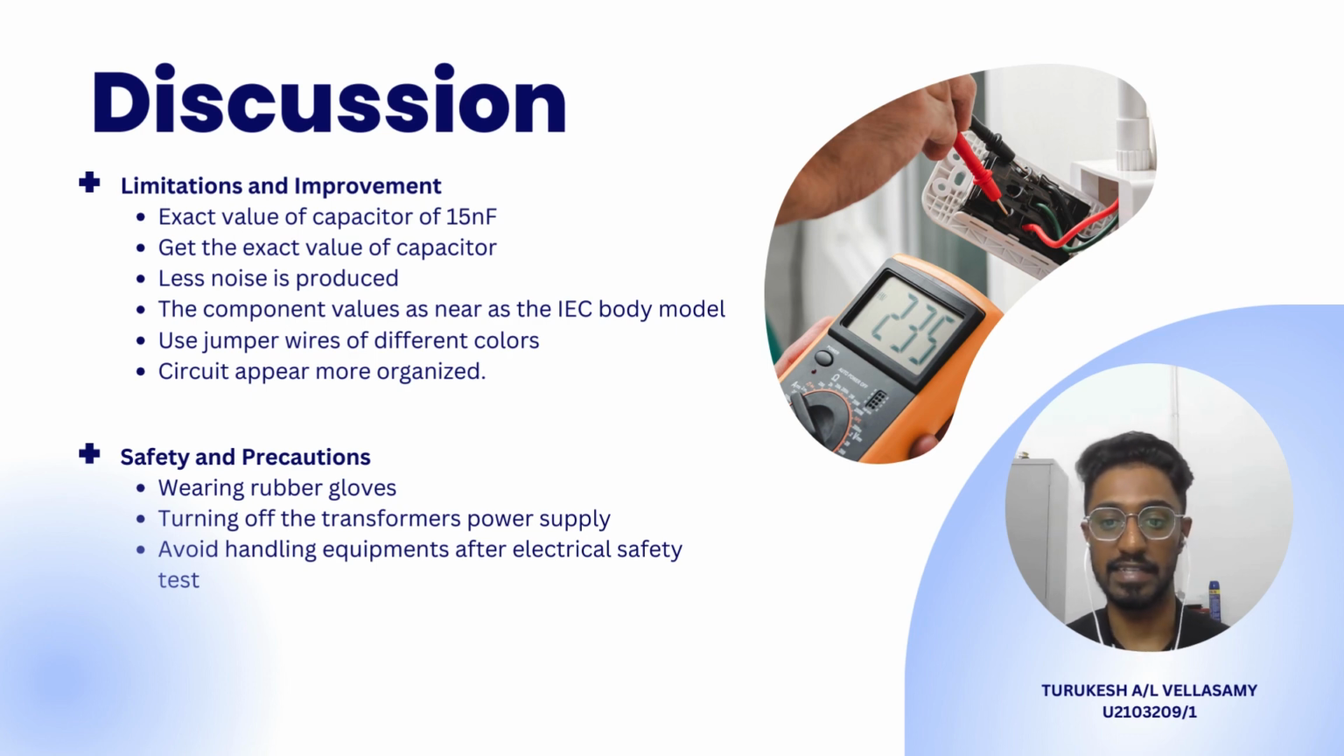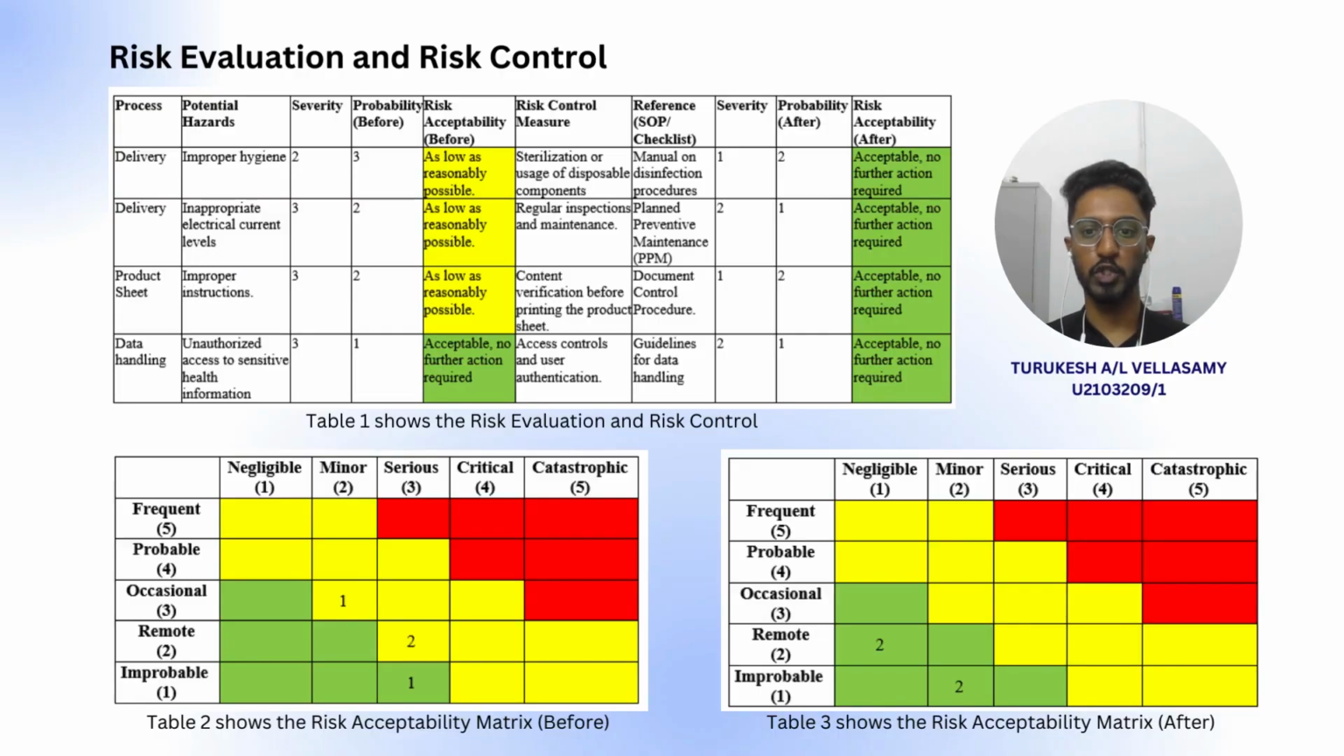When doing the electrical safety test, there are certain precautions that need to be followed, such as wearing rubber gloves, turning off the transformer power supply, and avoiding handling the equipment after the test. Table 1 shows risk evaluation and risk control, where 3 processes are turned from as low as reasonably possible to acceptable, no further action required after the risk being evaluated and controlled. Tables 2 and 3 show the risk acceptability metrics before and after the risk evaluation and control respectively.